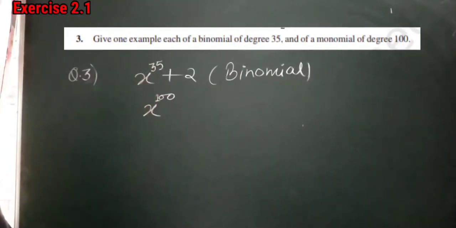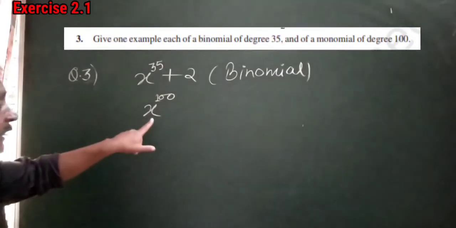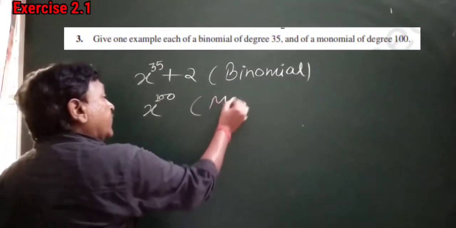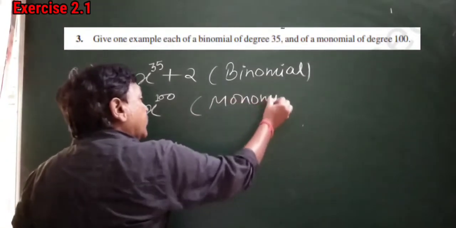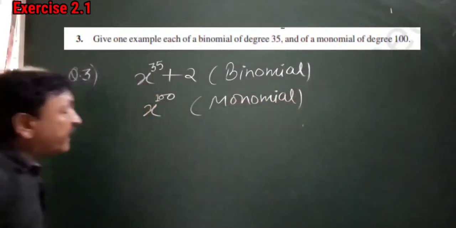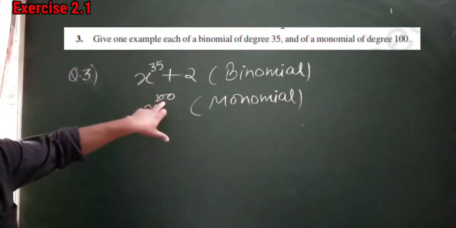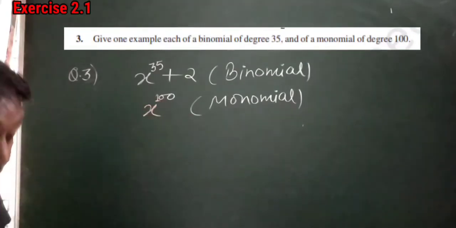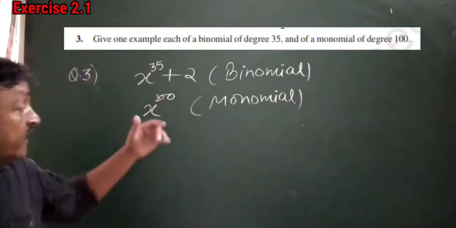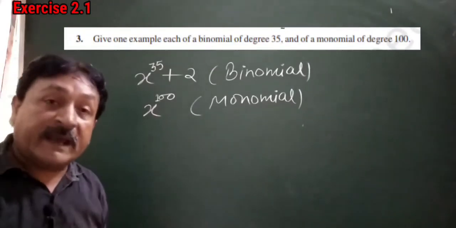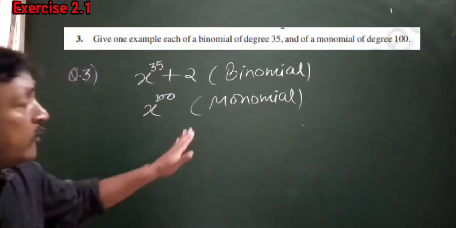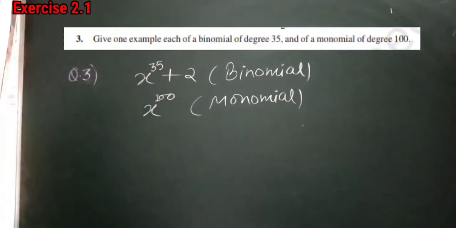In the second case we have to write one monomial of degree 100. Monomial means having one term, so it is a monomial. The second thing is the degree, which means the highest power must be 100. You can match this answer with the answer sheet at the back, or otherwise it is also correct. Just note it and read question number 4.